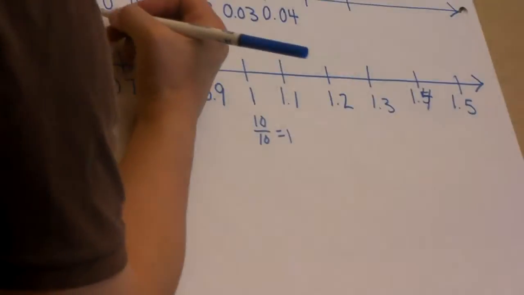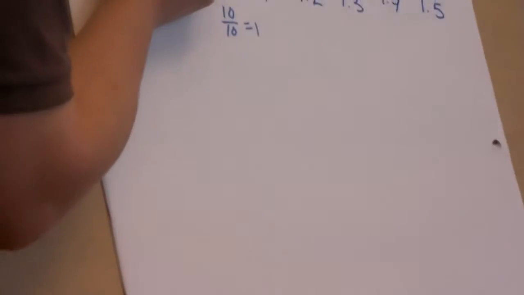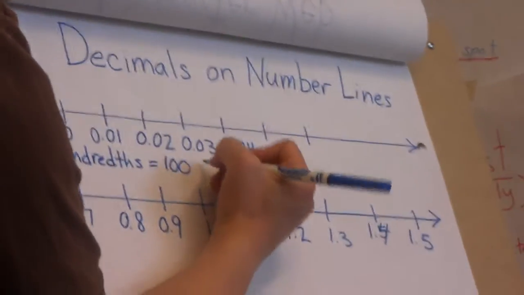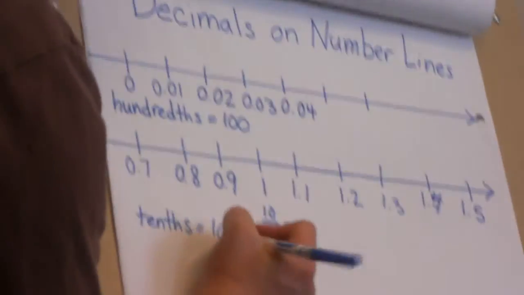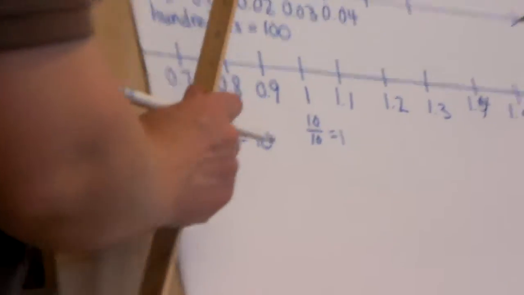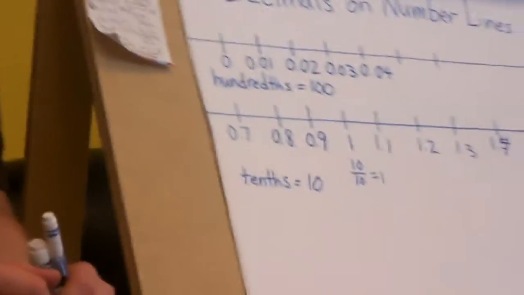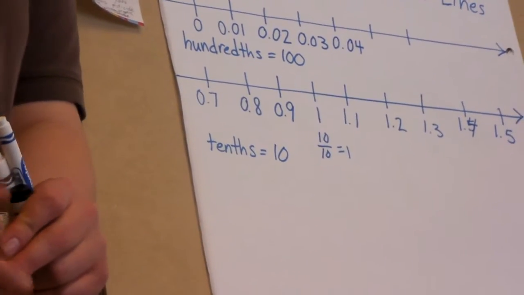So if we're doing hundredths, that equals 100 spaces, right? 100. And tenths, just like you said, is going to equal 10 spaces between that one. Okay? So that's the first piece of your homework on 5.9 when we talk about decimals on number lines. Any questions? Did you get it started off?